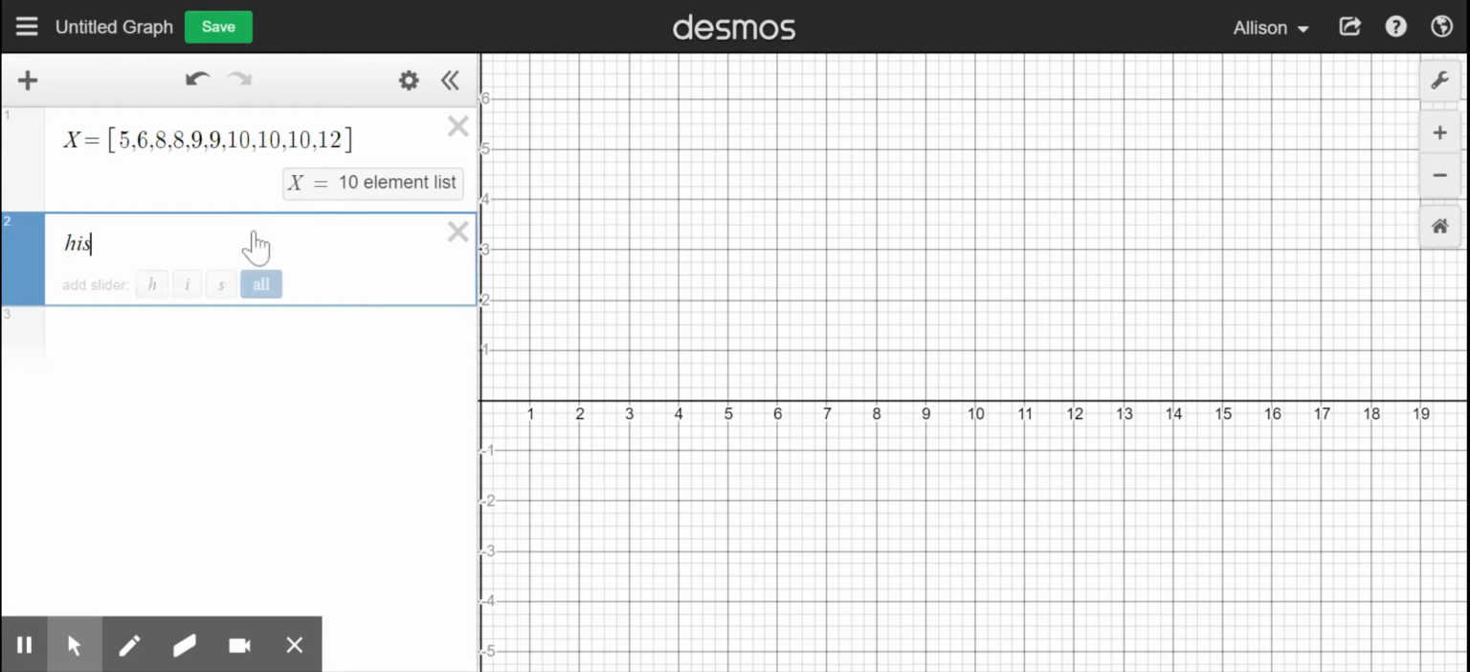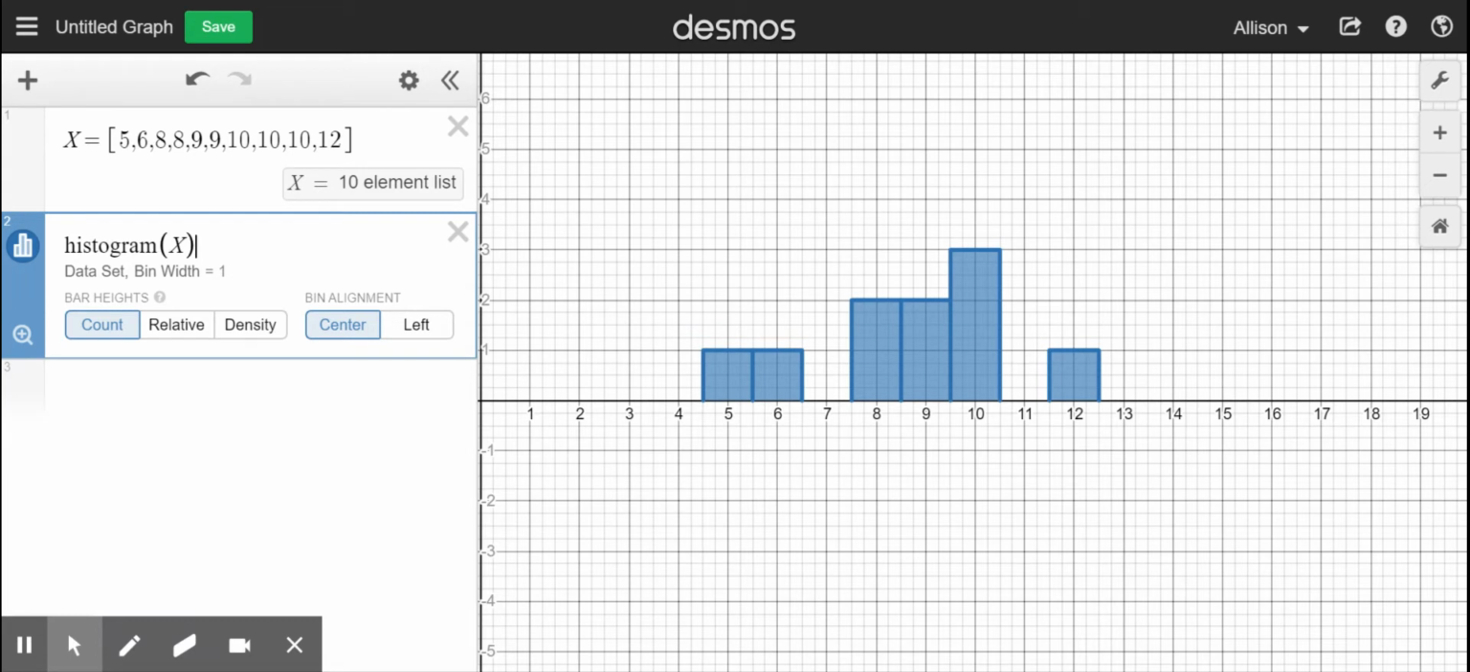Click below again and write histogram, parentheses X. Okay. Now, there's a couple things you have to do with the histogram. We want to do left bin alignment. You can see how it's a lot nicer now. They're not kind of in the middle of it. So what we can see is the interval 5 to 6 has 1, 6 to 7 also has 1, 8 to 9 has 2, 9 to 10 has 2, 10 to 11 has 3, and 12 to 13 has 1.